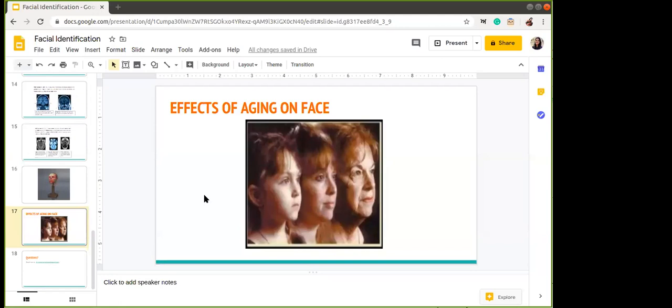Okay, if you're talking about identifying a criminal who has gone through plastic surgery, this is more prominent in movies and very rarely encountered.